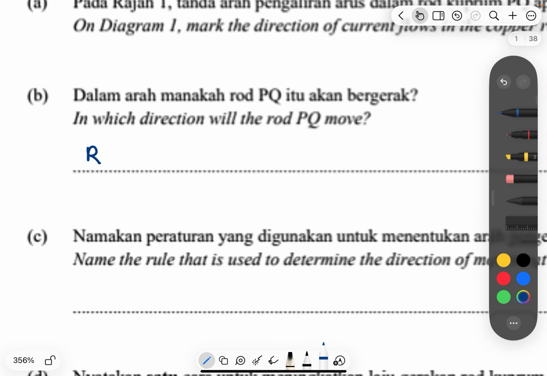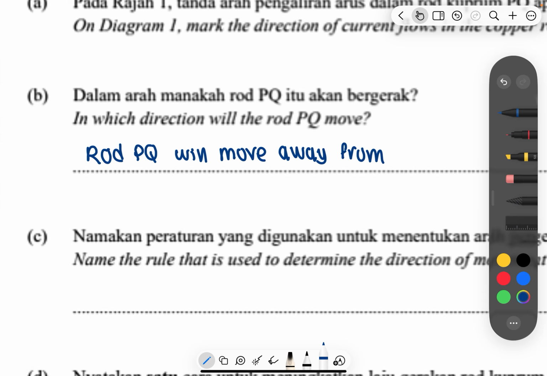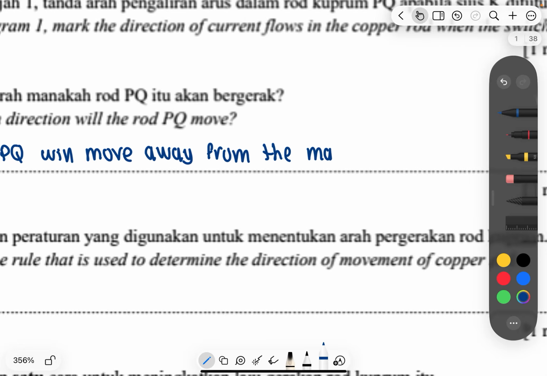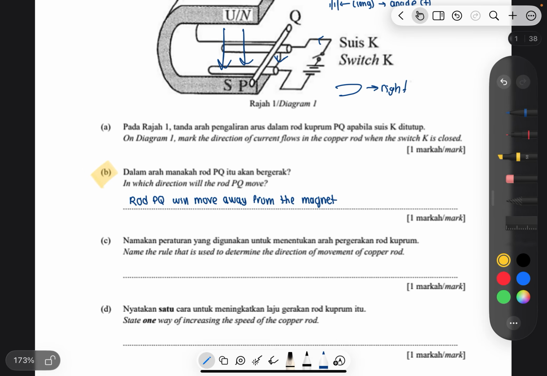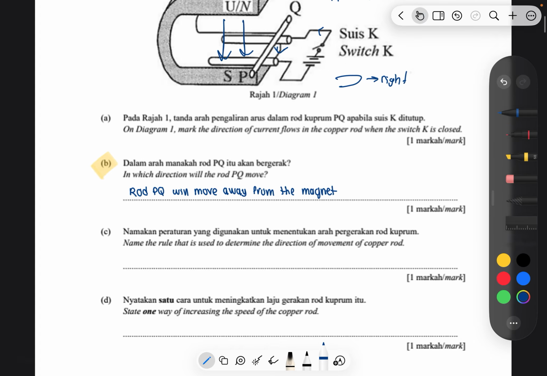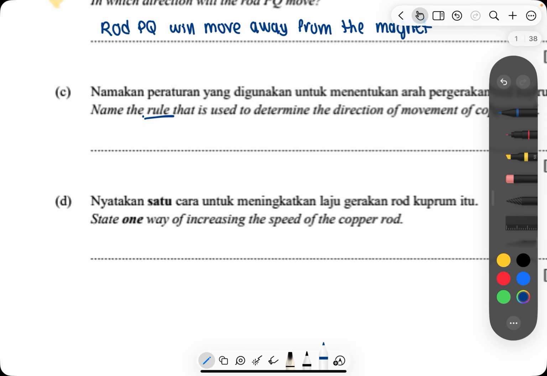But the answer scheme says that rod PQ will move away from the magnet, which is kind of funny because we don't know where it will move away from. So for this question, I will be asking my teacher and I'll get back to you guys.